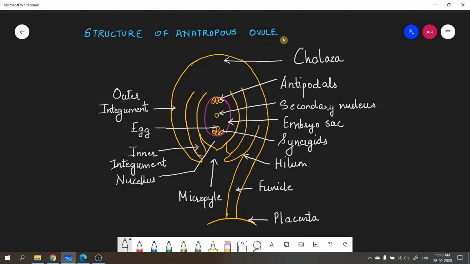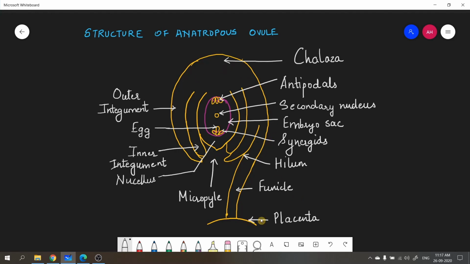And where exactly is the ovule present? It is present in the cavity of the ovary, which is called as locule, and it is seen attached to the placenta. So if you see, I have mentioned placenta here, right? So this is placenta and this is ovule, and placenta and ovule are attached by a stalk called as funicle over here. So in other words, you can say that funicle is a stalk that attaches the ovule to the placenta.